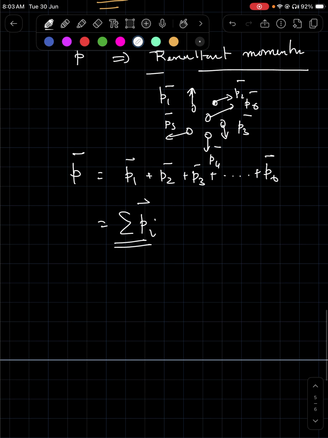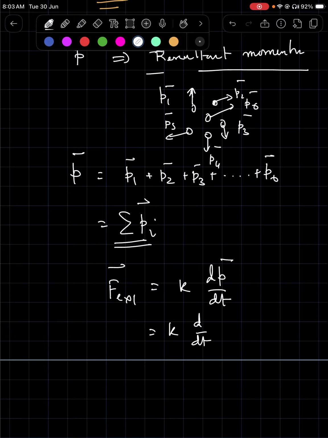Now we have to bring in the proportionality constant. So F external is equal to K dP/dt, that is K d/dt of sigma Pi. We have to study Newton's law in this manner to remember all the things in a clearer way. So total external force must be equal to the proportionality constant K into d/dt of the total momentum.